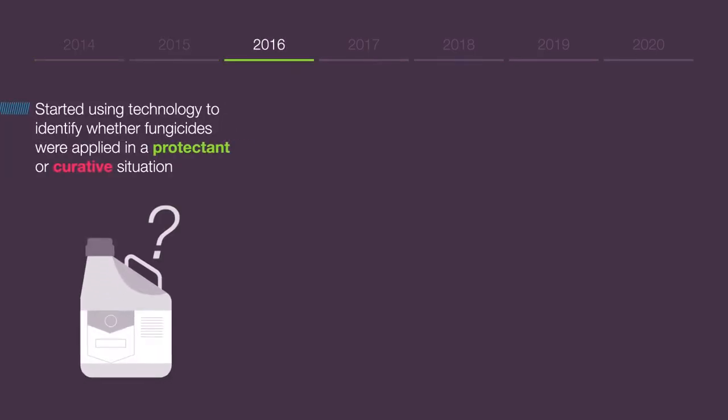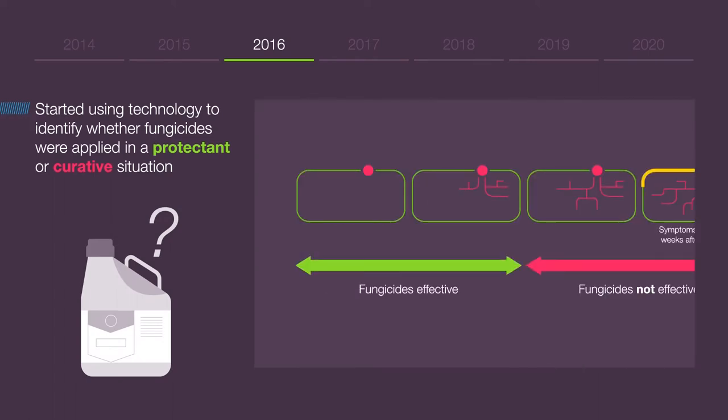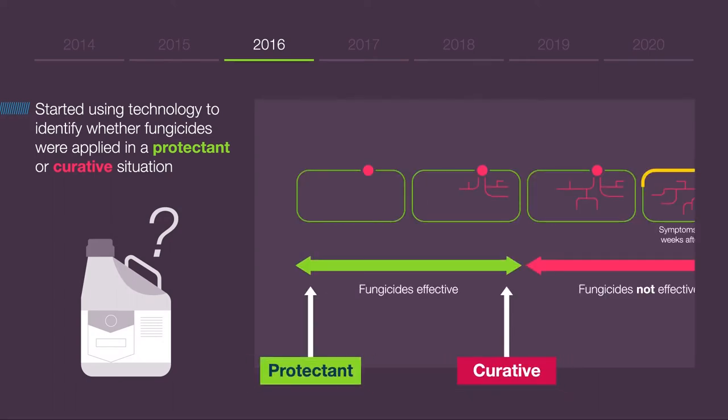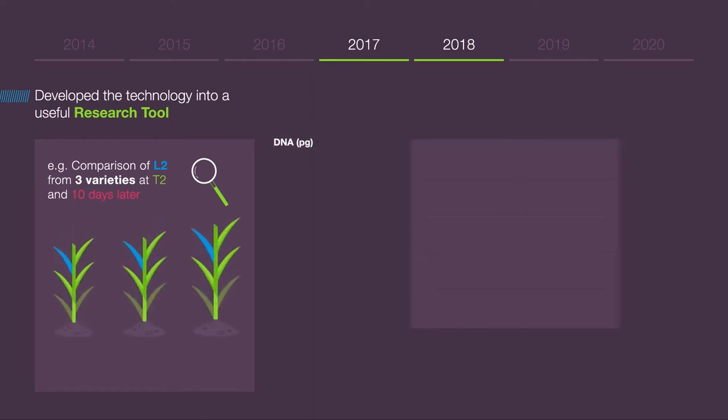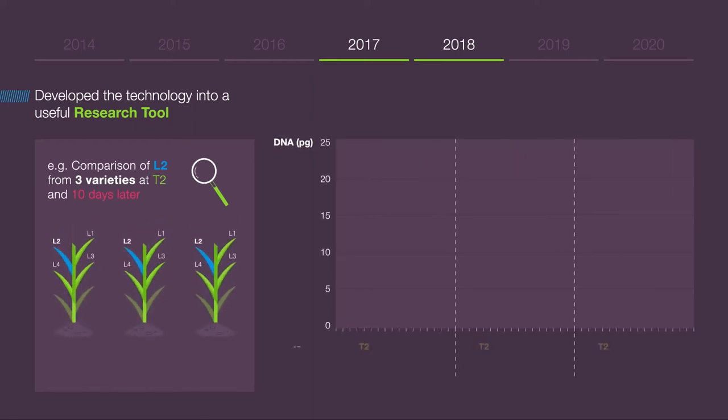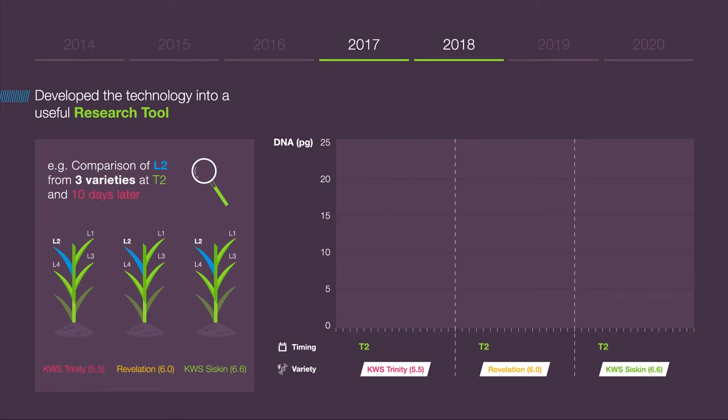In 2016, we started to use this technology in trials to identify whether fungicides were being applied in a protectant or curative situation. Over the following 2 years, in 2017 and 2018, we expanded our trials and developed the technology into a research tool. One example of what we did was to compare the quantity of Septoria DNA in visually clean leaf 2s at the T2 timing in three different varieties with a range of Septoria resistance ratings, from Trinity with a rating of 5.5 to Revelation at 6.0 up to KWS Siskin with a rating of 6.6.